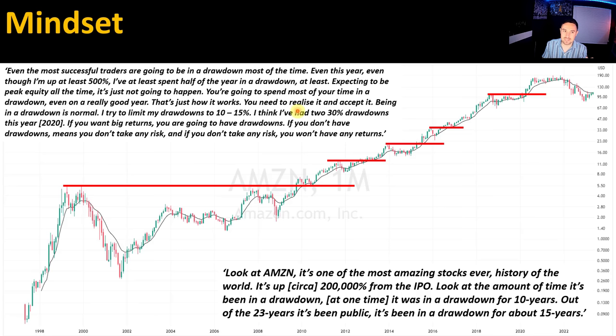I try to limit my drawdowns to 10-15%. I think I've had two 30% drawdowns this year, being 2020. If you want big returns, you are going to have drawdowns. If you don't have drawdowns, it means you don't take any risks. And if you don't take any risks, you won't have returns.